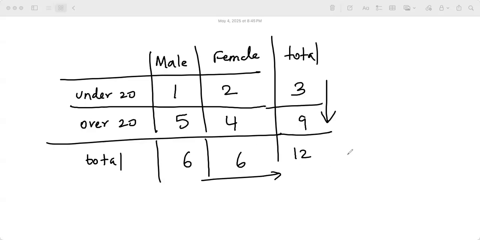Now, can I ask you probabilities? What is the probability of a female? If I select a contestant at random, what is the probability of it being a female?